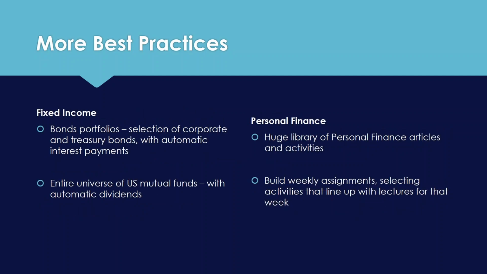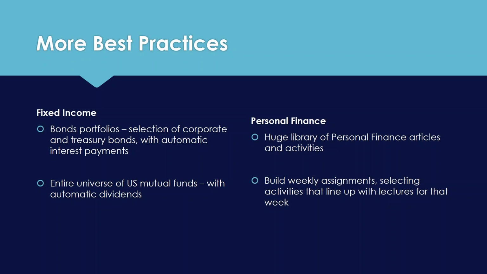If you're doing a fixed income or bonds trading class, you can have just a bonds portfolio. You don't need to include stocks or options or anything else. For all bonds, we have over 300 bonds available. It's a selection of U.S. corporate and treasury bonds. We do pay the interest with each bond as it's due, and we pay out the coupon when the bonds expire.